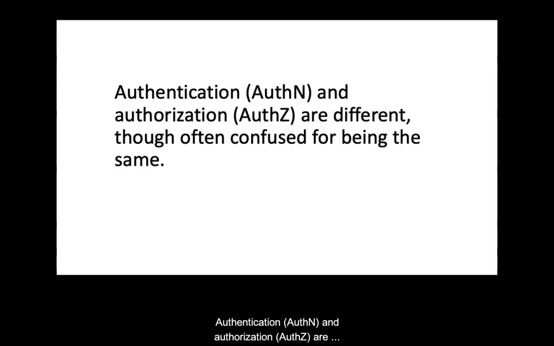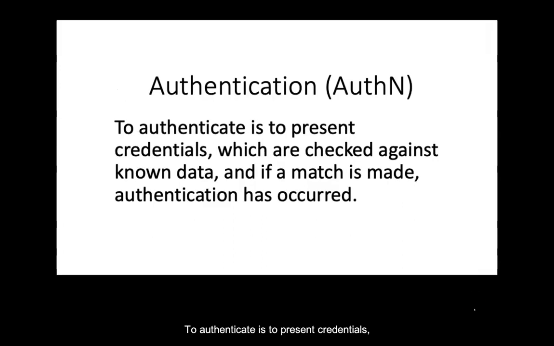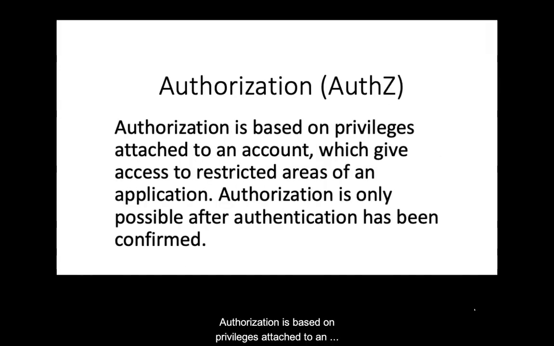Authentication, referred to as auth-n, and authorization, referred to as auth-z, are different, though often confused for being the same. To authenticate is to present credentials, which are checked against known data, and if a match is made, authentication has occurred. Authorization is based on privileges attached to an account, which give access to restricted areas of an application. Authorization is only possible after authentication has been confirmed.